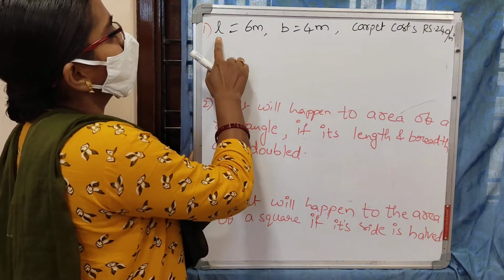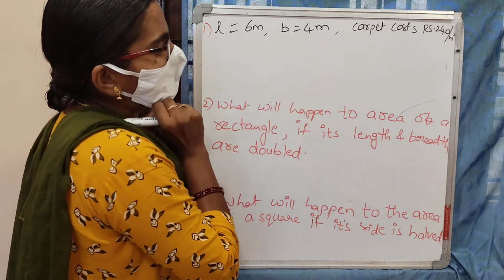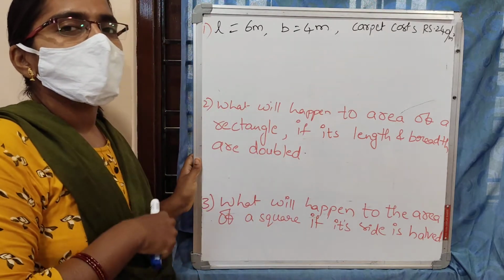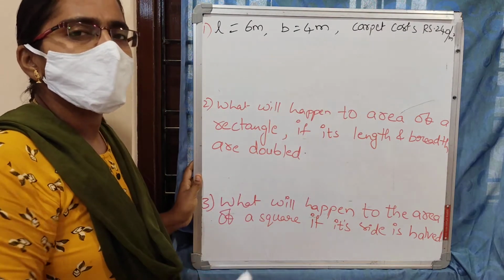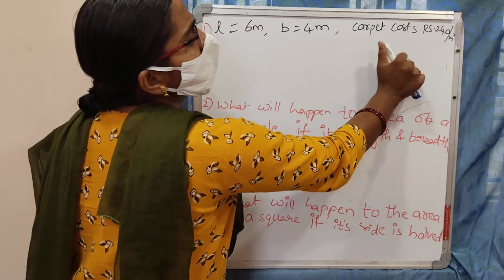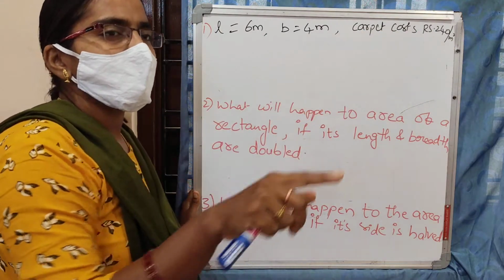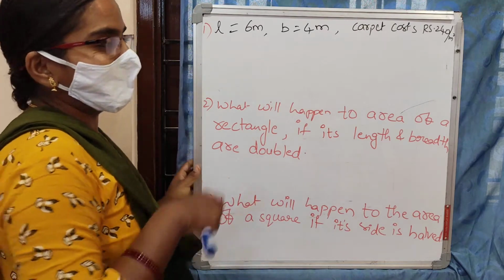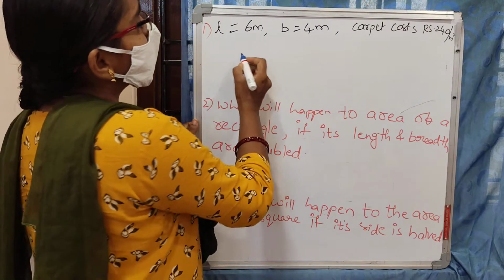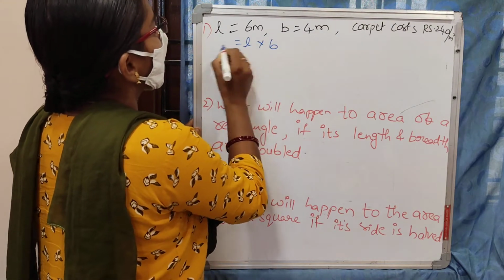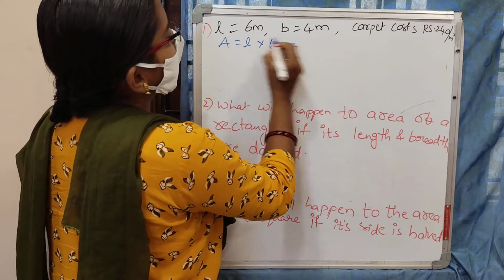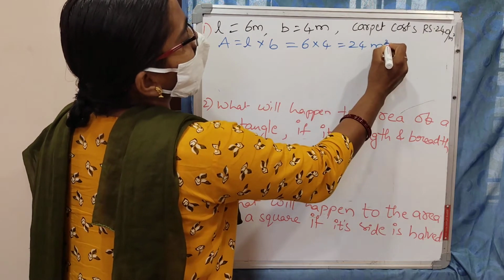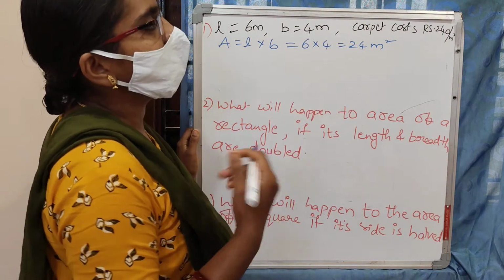A room is of rectangular shape. Its length is 6 meters and breadth is 4 meters. The carpet costs 240 rupees per meter square. So how much is the cost to carpet the total room? Per 1 meter square area, the cost is 240 rupees. First we have to find its area. For a rectangular room, the area of a rectangle is L into B. L is 6 and breadth is 4. So 24 meter square is the area of the rectangular room.